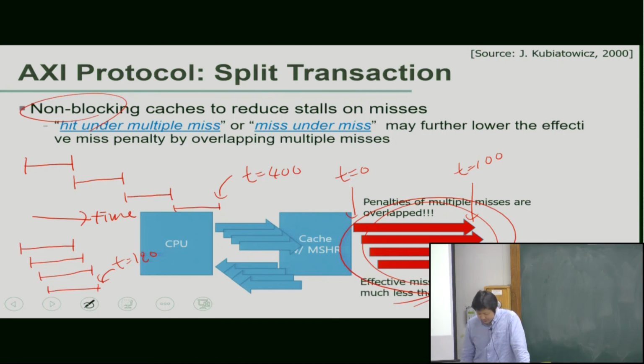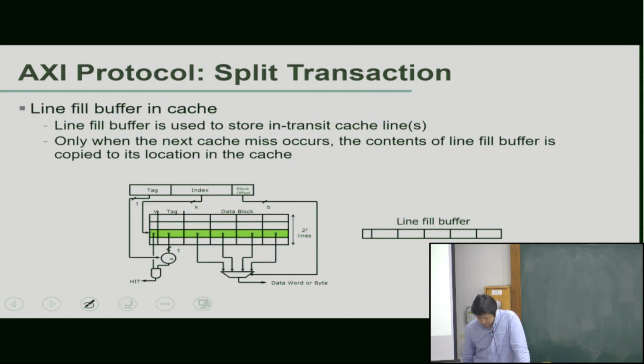So the effective miss penalty becomes less than 400 cycles. In the previous blocking caches, the effective miss penalty would be 400 for the 4 cache misses. But in this case, the cache miss penalty is just 180 instead of 400 for the 4 requests. Okay.